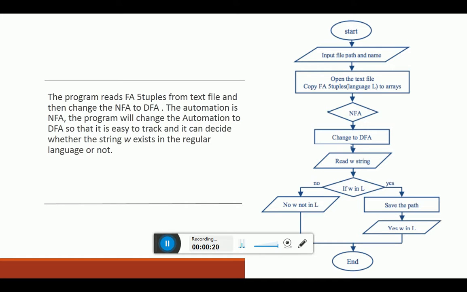On the right hand side, you can see how our program is going to work. In this program, we take a finite automaton quintuple as input from a text file. The input is an NFA. The program converts it to a DFA, and then it determines whether the string will get accepted by this new DFA or not.